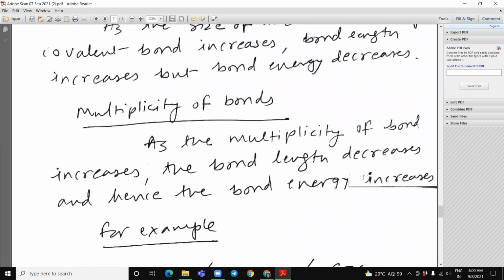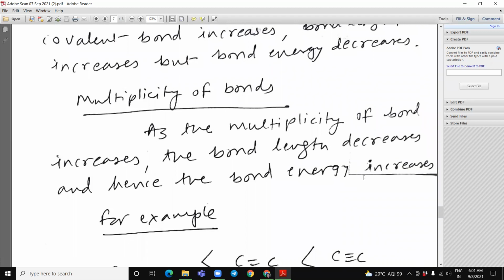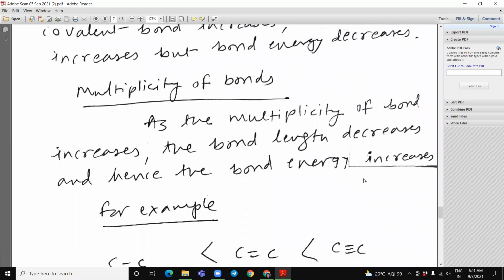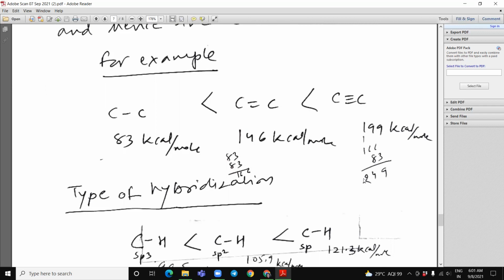Multiplicity of the bond. As the multiplicity of the bond increases, the bond length decreases and hence the bond energy increases. For example, the carbon-carbon single bond length is about 1.5 fold higher compared to the carbon triple bond, but its bond energy is less. It's about 83 kilocalorie per mole, whereas the carbon-carbon double bond has 146, and the carbon triple bond has 199.